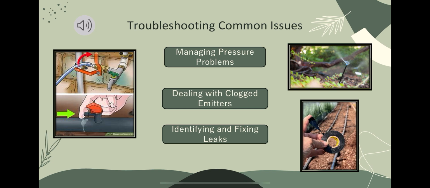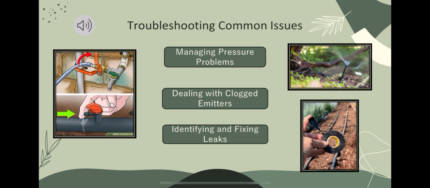Managing pressure problems. Inconsistent water pressure can cause emitters to malfunction or produce uneven water distribution. Ensure that your pressure regulator is functioning correctly and adjust it as needed. Consider installing a pressure gauge to monitor and maintain optimal pressure levels throughout your system.